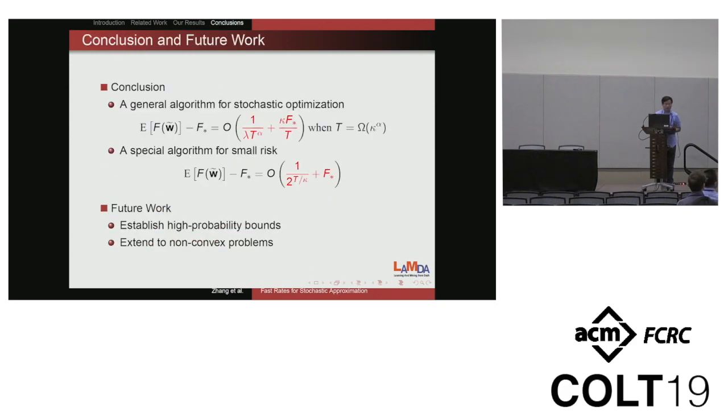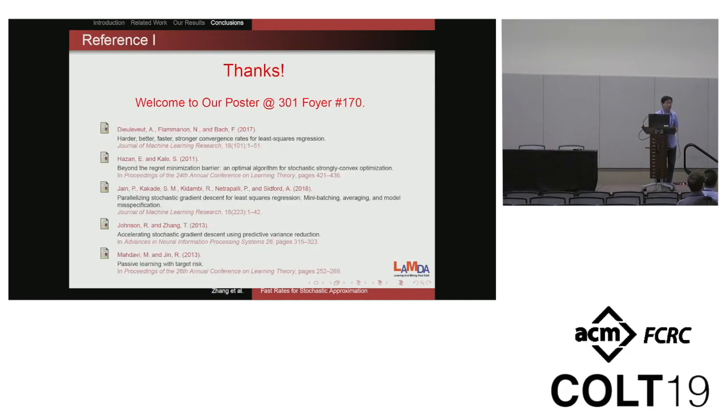Okay, let's conclude. We propose a general algorithm which gets 1 over lambda t rate in general and could be faster when epsilon is small. We also have a special algorithm for the small risk. The future work is to derive a high probability bound and also extend our result to non-convex settings. Note that in non-convex settings such as neural networks, epsilon could be very small. So this kind of bound could be very helpful. Okay, thanks.